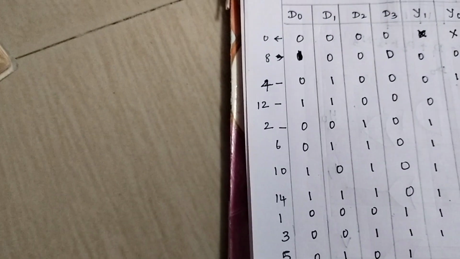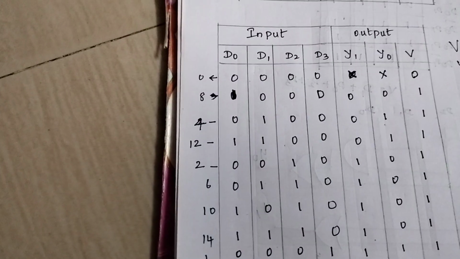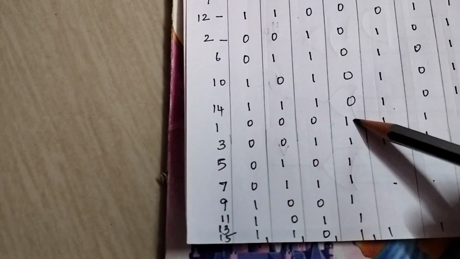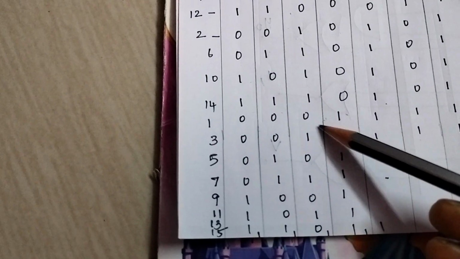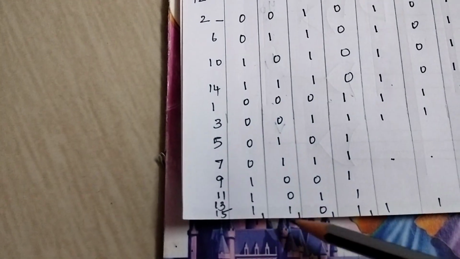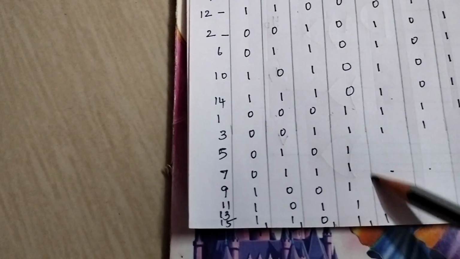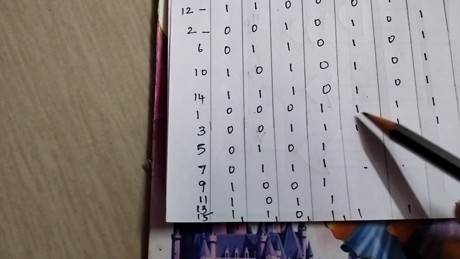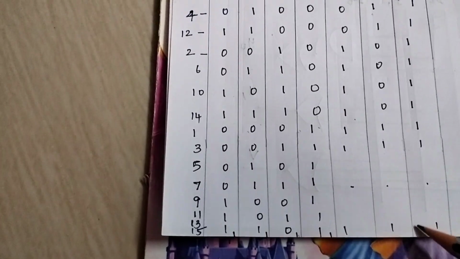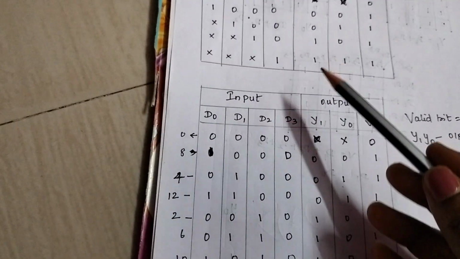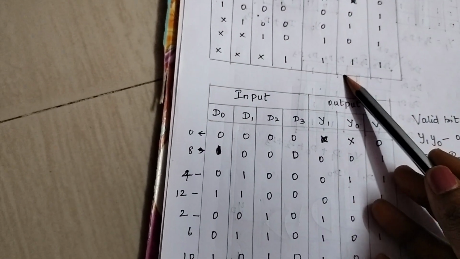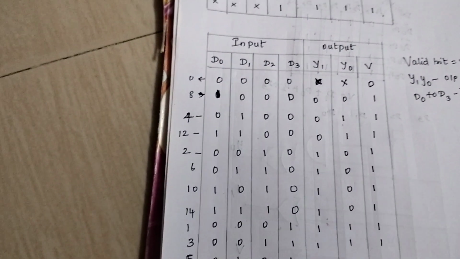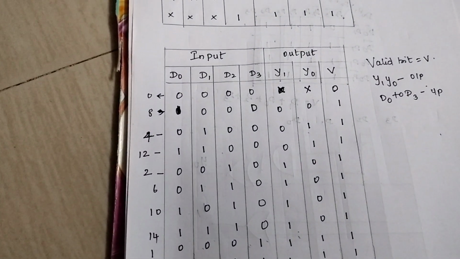So just like that, your D3 is 1, the remaining are all don't care. I've started with 0 and I've written 111, and your D3 is 1. Your output is 1, 1 and your valid bit is 1. So like that you have to rewrite the first truth table like this. The next step is you're going to do the K-map.